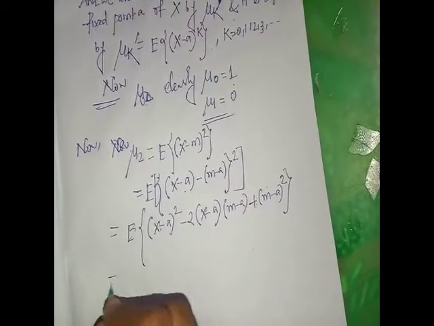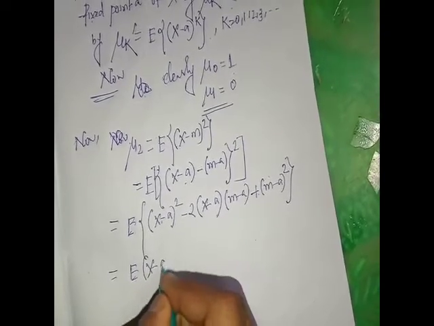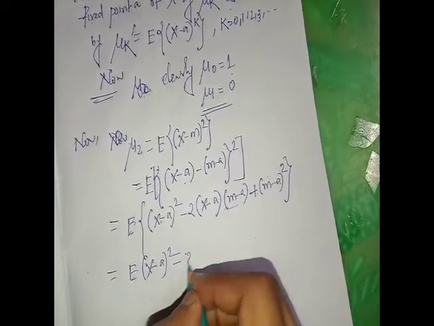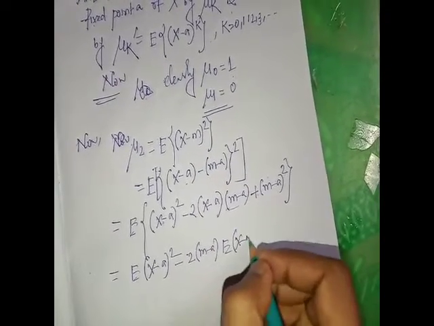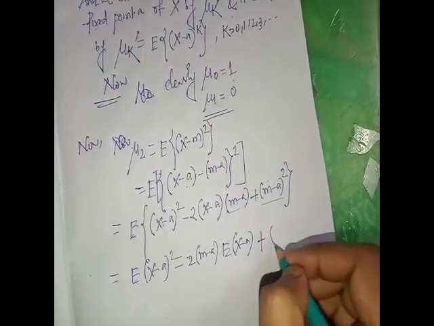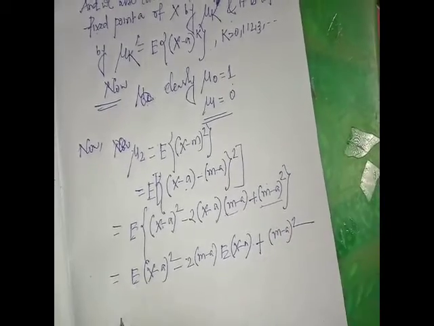Since expectation satisfies the linear property, we get expectation of (x minus a) whole square, minus 2 into (m minus a), since this is a constant term, into expectation of (x minus a), plus (m minus a) whole square, since expectation of a constant term is the constant term itself.